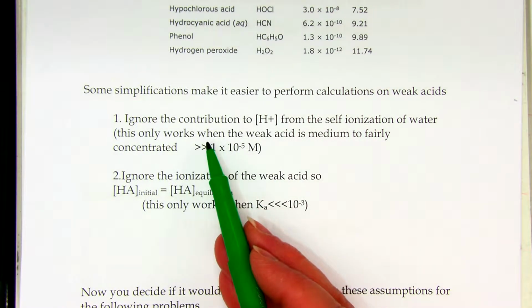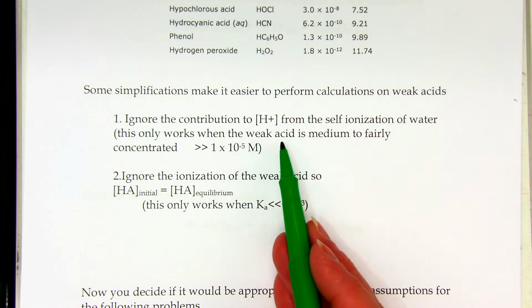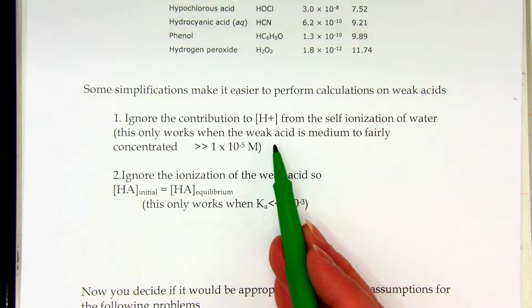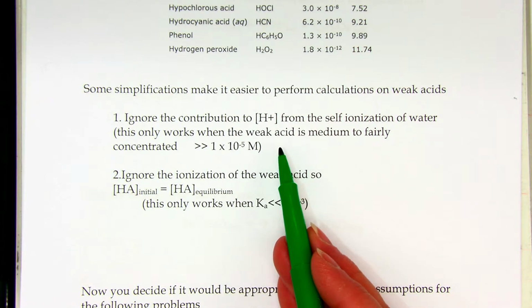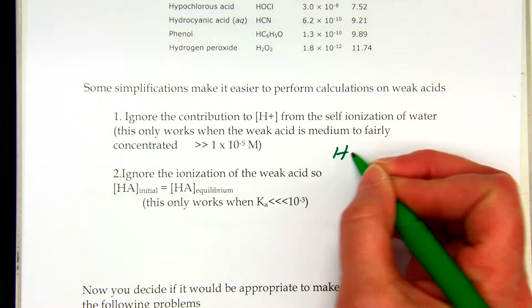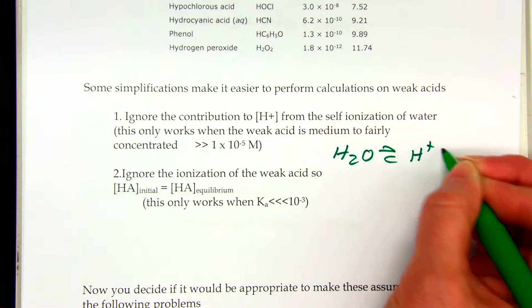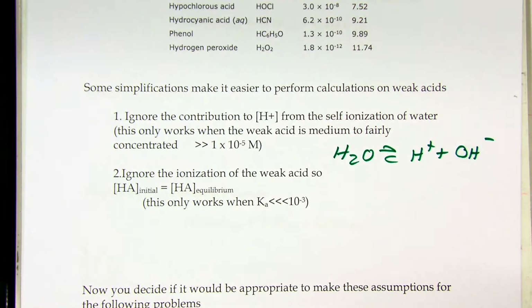First thing we can do is assume that the autoionization of water, the amount of hydrogen ion coming from water, is insignificant. And remember, water breaks down into a hydrogen ion and a hydroxide ion. And since Kw is 1 times 10 to the negative 14th, that means that the hydrogen ion and the hydroxide ion are 1 times 10 to the negative 7th. So that's going to be small and insignificant compared to the hydrogen ion coming from most of these acids. There may be some special cases where we have to deal with that, but not very often.